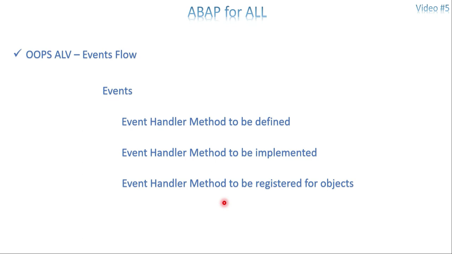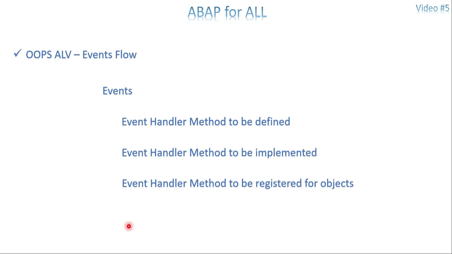So again, I'm saying if you're good with the events, then the flow is very easy to understand. If not, please go through the events concept, then come back to this video. So these three things have to happen for every event handler method. I have 4 events: F4, double click, hotspot, and then what else? I want to add an extra button to my user command. So I have 4 events, so I need to do all these 3 for all the 4 events.